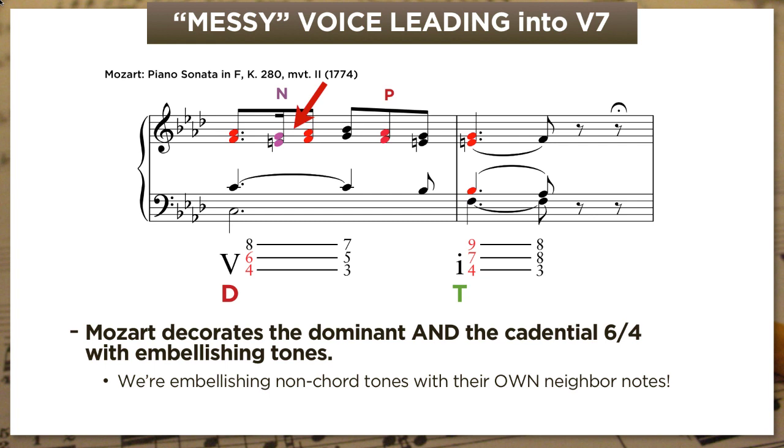The thing that's really tricky here, though, is that these purple embellishments, which I'm calling neighbor notes to other neighbor notes, are technically chord tones. It's E and G, they're part of the dominant chord. So we could, in principle, have analyzed it like this instead.